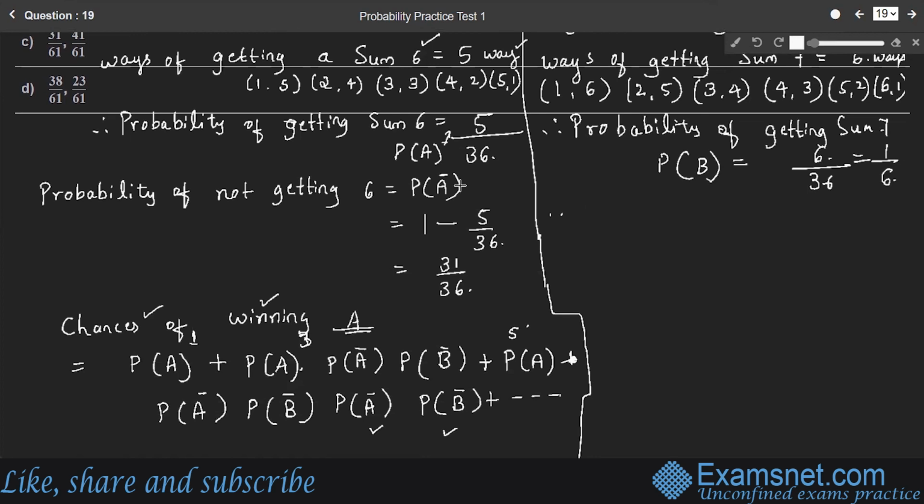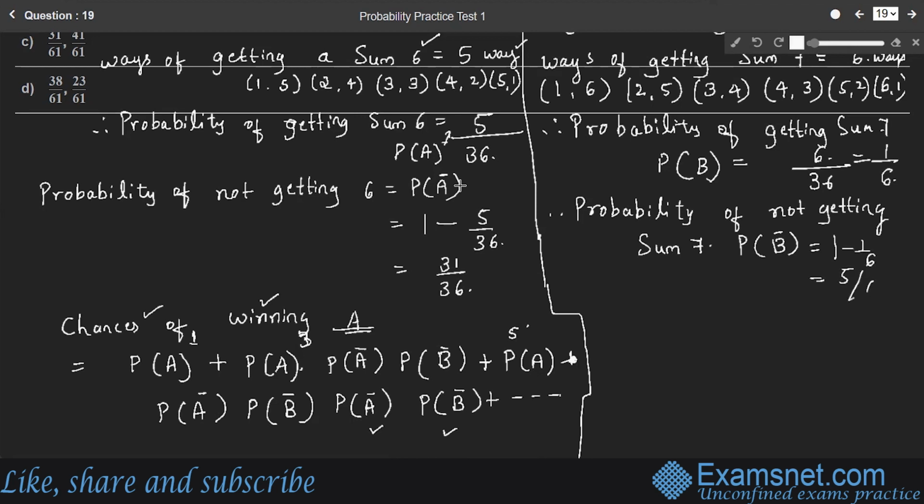Now consider probability of not getting sum 7. So we'll mention it as probability of B complement, right, is equal to 1 minus 1 by 6, which is 5 by 6, right? So the probability of B complement is 5 by 6. Now substitute these values here.